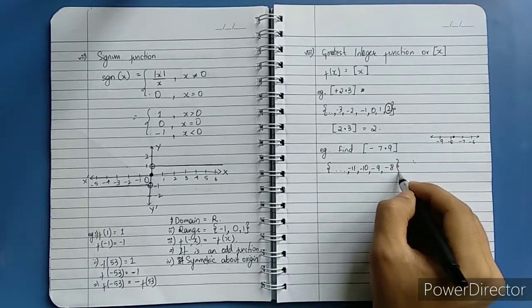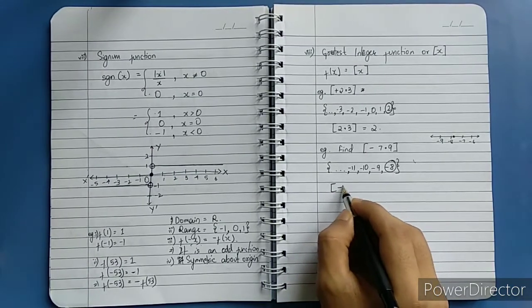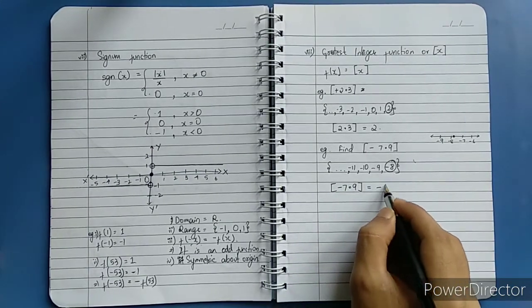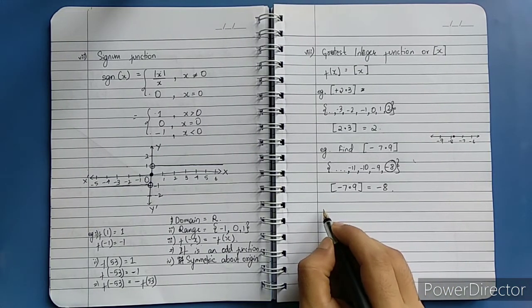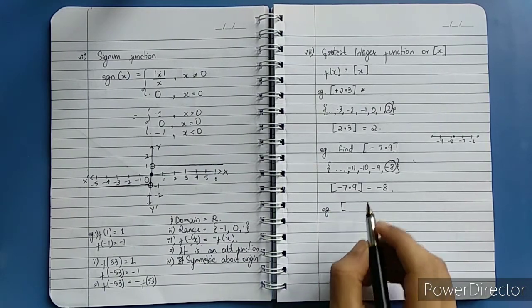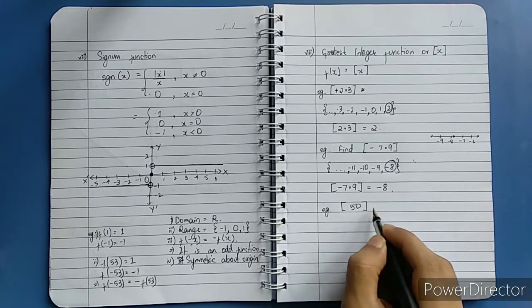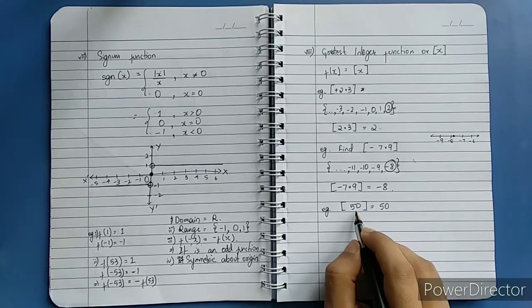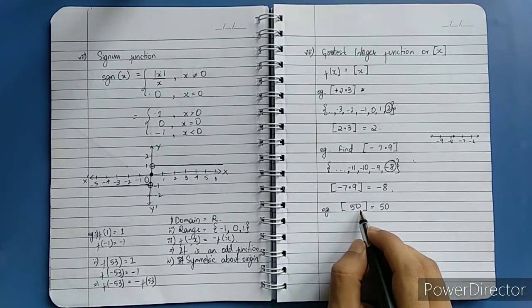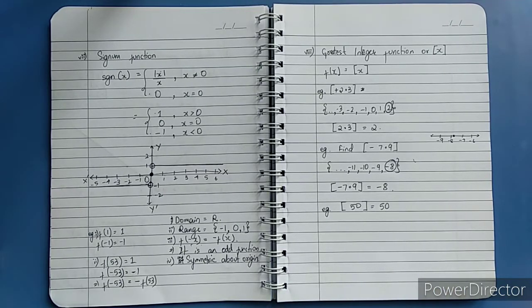And so on. So the greatest integer over here is minus 8. So box of minus 7.9 will be equal to minus 8. So this is our greatest integer function, and if we have to find the box of any integer, say 50, the box of any integer will be 50 itself, because the greatest integer that is less than or equal to 50 is 50 itself. So any integer that is less than or equal to the given number is the greatest integer function. So box of any integer is the integer itself.